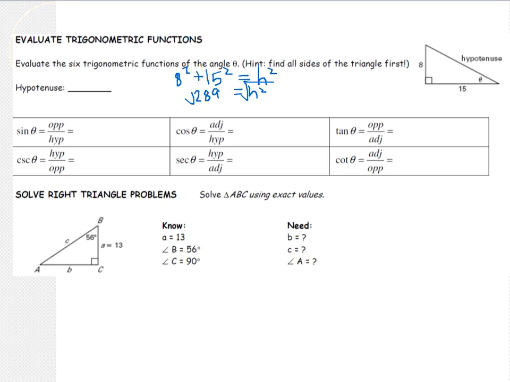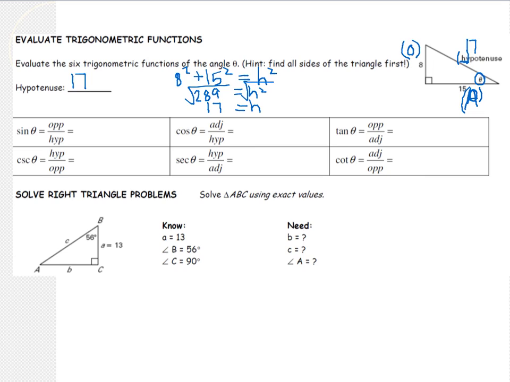So we need to take the square root of both sides, and the square root of 289 is really positive or negative 17, but for our distance we're only looking at the positive. So our hypotenuse is 17. So this is 17, that's our hypotenuse. Here is our angle theta, so this 15 right next to it is our adjacent, not our opposite. And across from theta, that's our opposite. So we've got our hypotenuse right here, 8 is our opposite, and 15 is our adjacent.